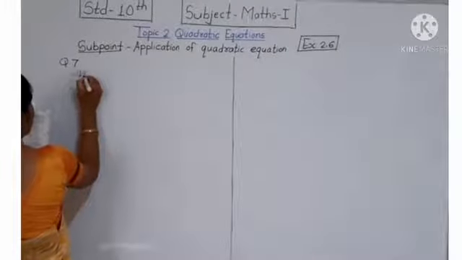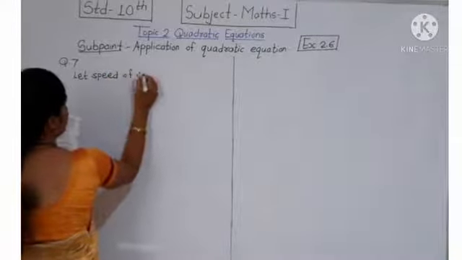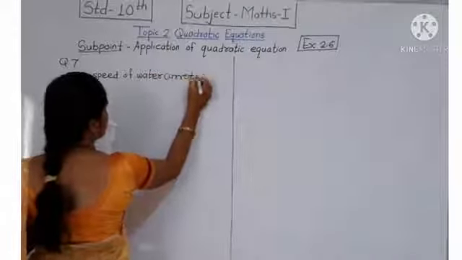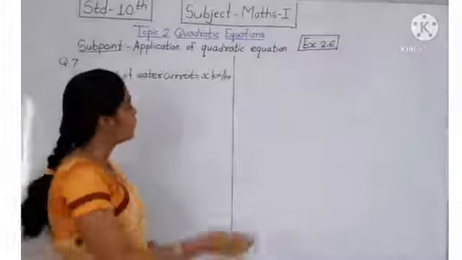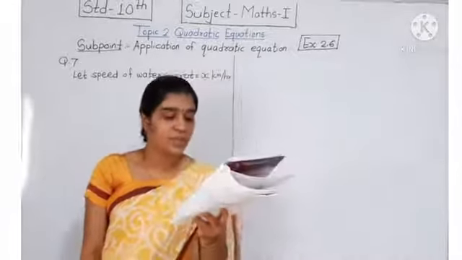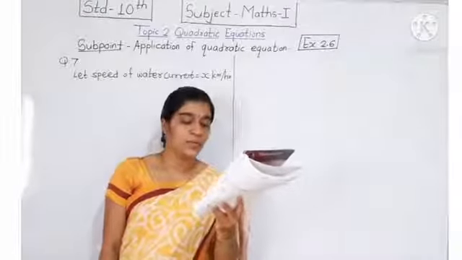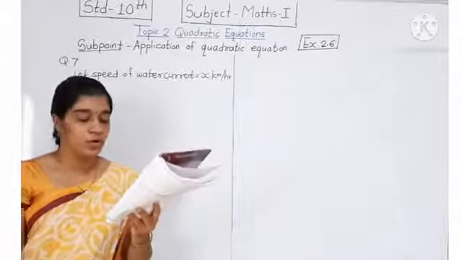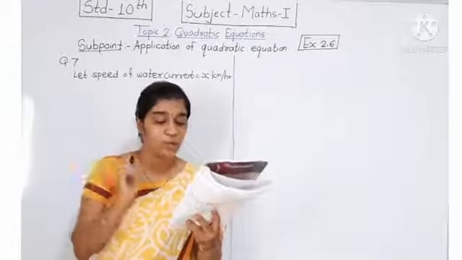So we suppose that the speed of water current is equal to x kilometer per hour. We know the unit of speed is kilometer per hour. We are given the speed of boat in still water is 12 kilometer per hour. So what is the speed of boat? We have to find the speed of boat.